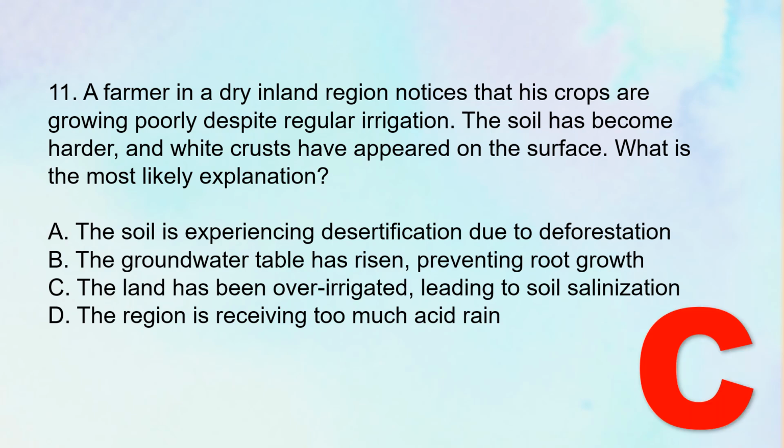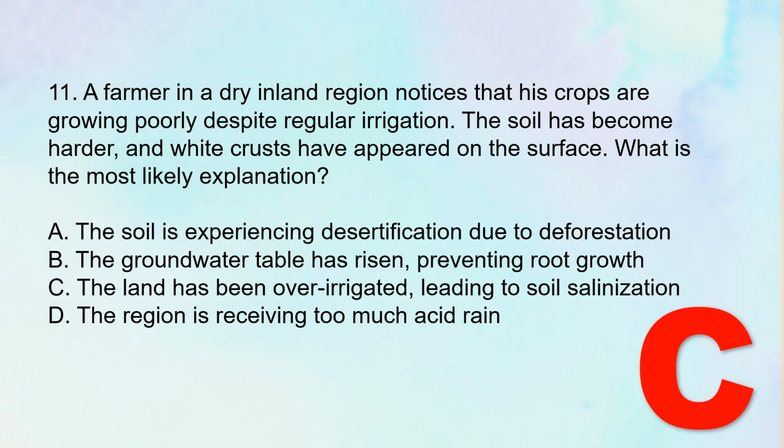The best answer is letter C. Over-irrigation in dry areas can lead to the buildup of salts in the soil as water evaporates, leaving minerals behind. This process is called soil salinization. It damages the crops. Letter C is the best answer.